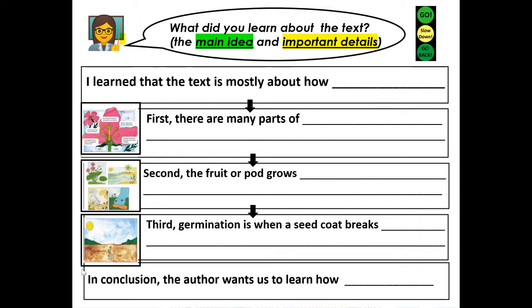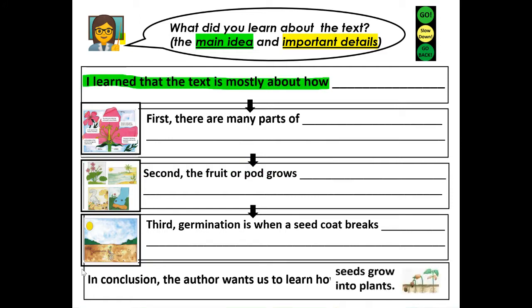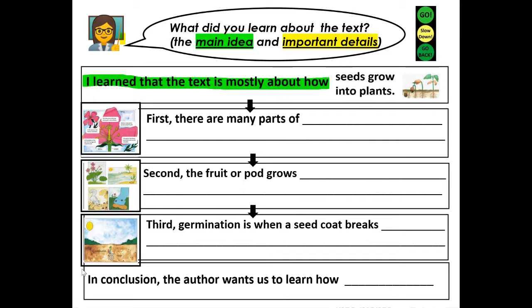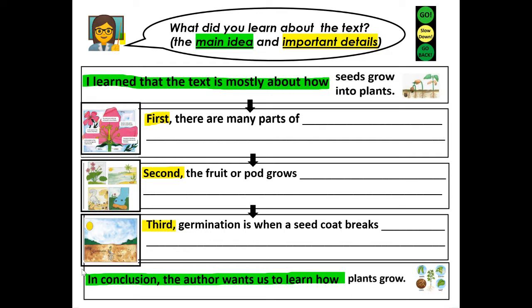And remember, we're using our hamburger writing colors, our traffic light colors. Green means go. I learned the text is mostly about how seeds grow into plants. That's our main idea or topic sentence. Then you're going to write your first detailed sentence, your second detailed sentence, your third detailed sentence, and then I'm going to give you your conclusion. In conclusion, the author wants us to learn about how plants grow.